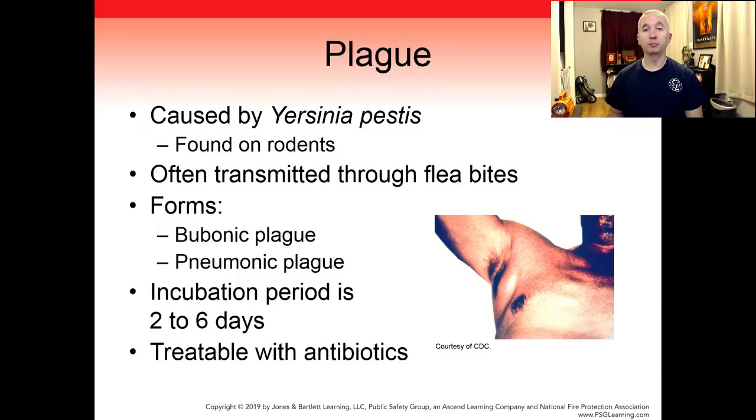When responding to plague calls, this disease is caused by Yersinia pestis, a bacterium found in rodents, and it is most often transmitted through flea bites. The two main forms include bubonic and pneumonic. These bacteria can survive for weeks in water and moist environments and can be cultured for distribution as a weapon or in aerosol form. The incubation period is 2 to 6 days, and the disease can be treated with antibiotics.